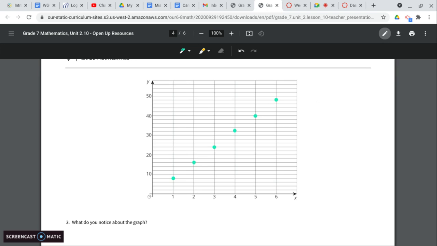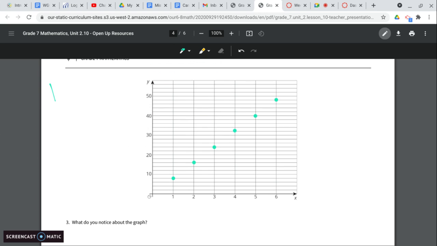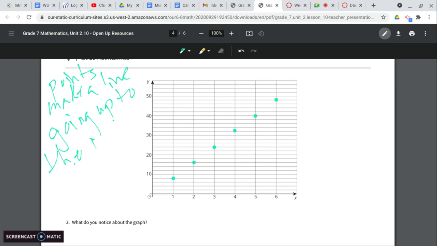Okay, so what do we notice about the graph? Well, hopefully you're noticing that the points line up in a line once again. You should also notice it's going a different direction than the other one was. Points that make a line going up to the right is proportional.